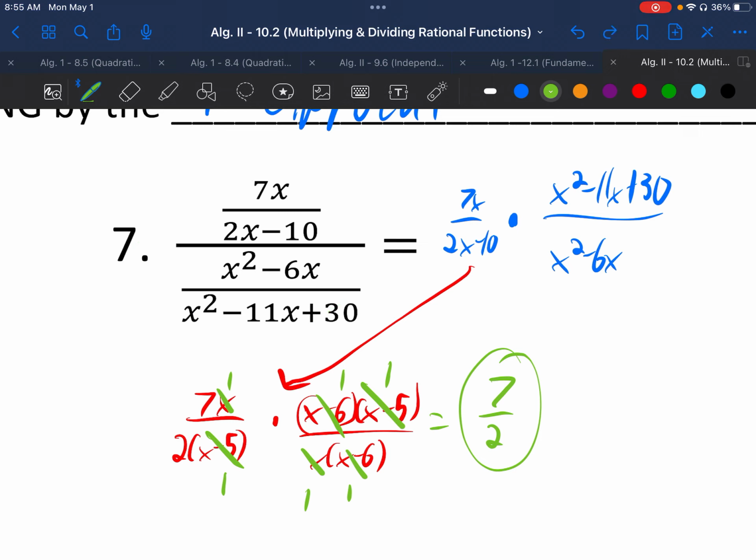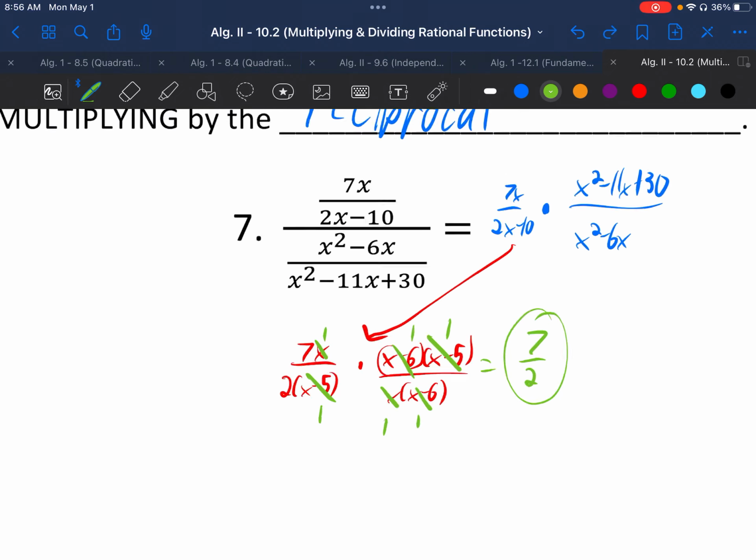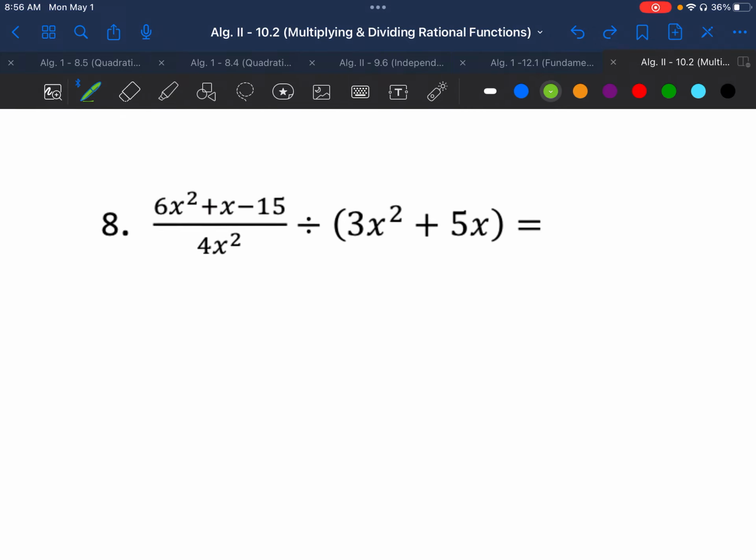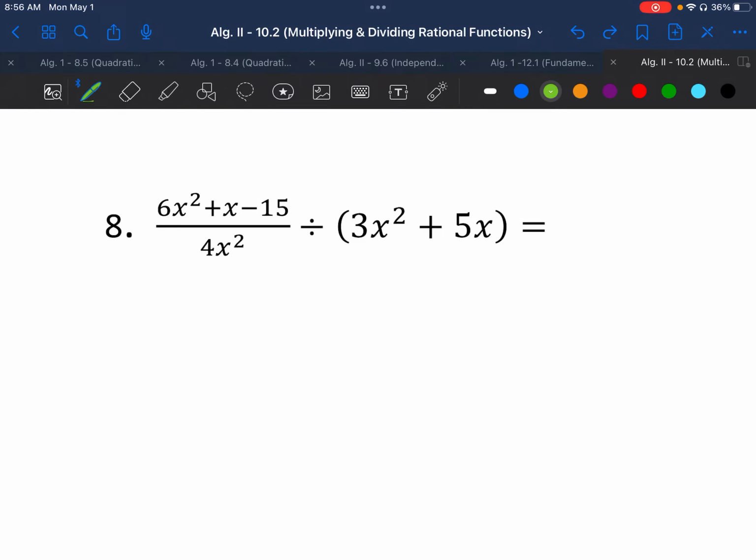So once again, our first step was to change it from dividing two fractions, double-decker fractions as they call them, into multiplying by the reciprocal. The first fraction did not change at all. The second fraction just flipped. All right, number 8. Note that this is just the same thing as being over 1. Go and try this one on your own.